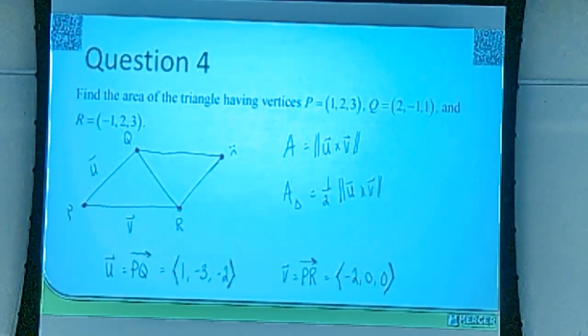Since we're taking the magnitude in the end, you could do U cross V or V cross U, right? Doesn't matter. All it's going to change is a negative sign. But when you take the magnitude, the direction doesn't matter. You're just dealing with length, and it's going to have the same length, just possibly opposite directions. So let's just do U cross V. That's why it also doesn't matter how you set it up. PQ, PR, doesn't matter.